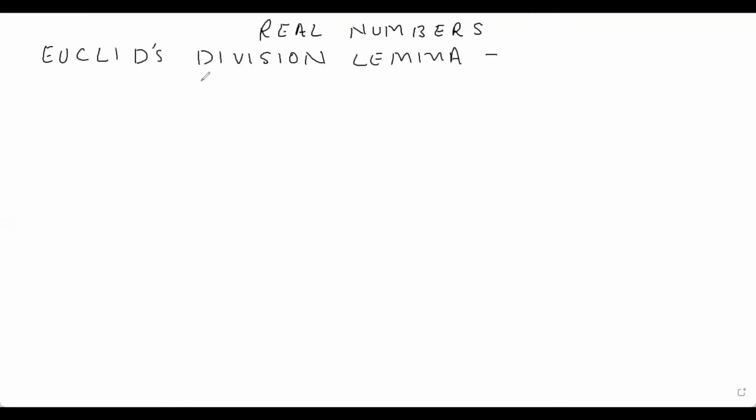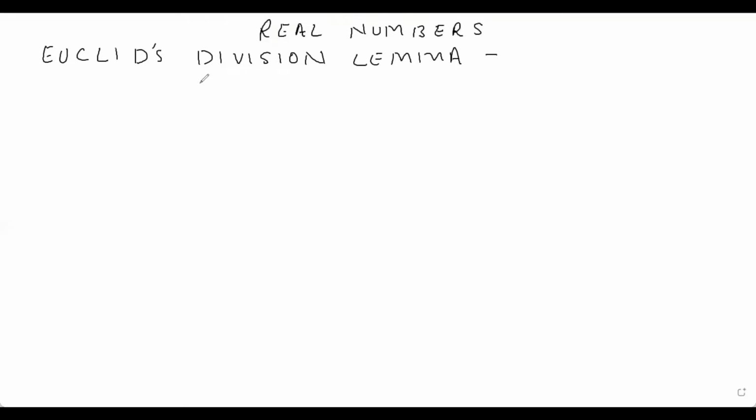Today I am going to explain the first chapter, the real numbers. You all know real numbers. All rational as well as irrational numbers together make real numbers. I am going to start with Euclid's division lemma. And what is this Euclid's division lemma?